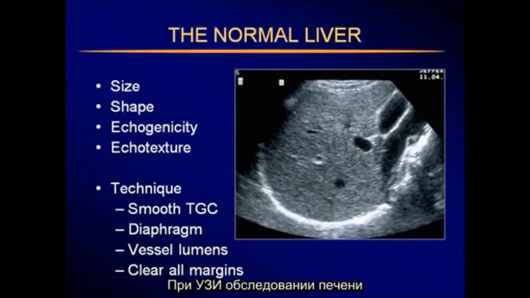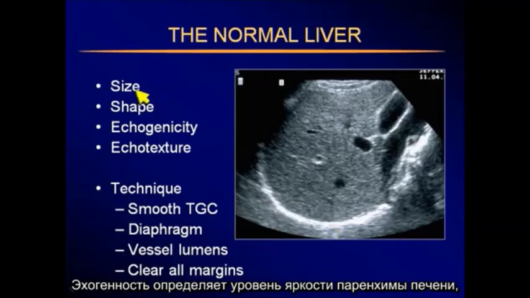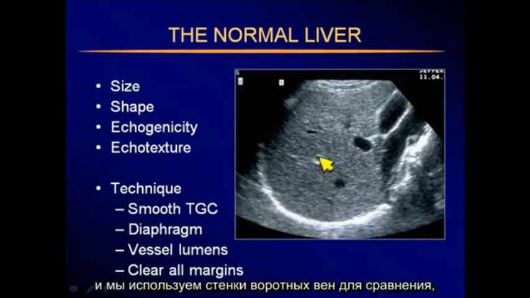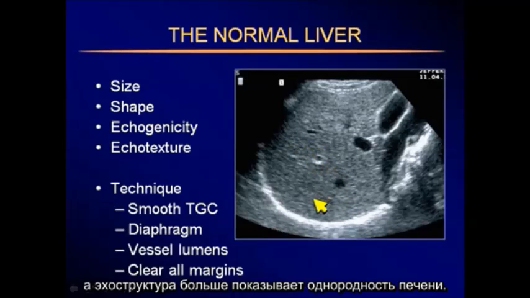Now the normal liver, when we look at it sonographically, we pay attention to the size of the liver, the shape of the liver, the echogenicity, and the echotexture. The echogenicity and echotexture are two different things that we talk about. Echogenicity has to do with the level of brightness of the liver parenchyma, and we use portal vein walls to compare that. And texture has more to do with the homogeneity of the liver.